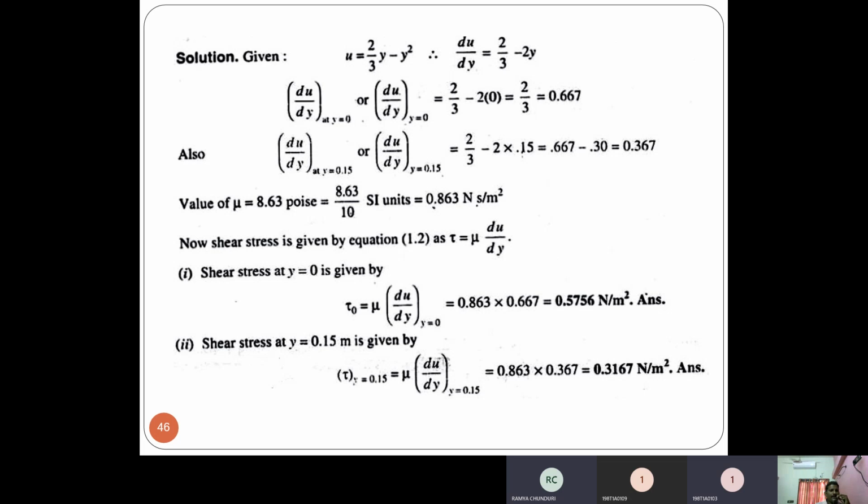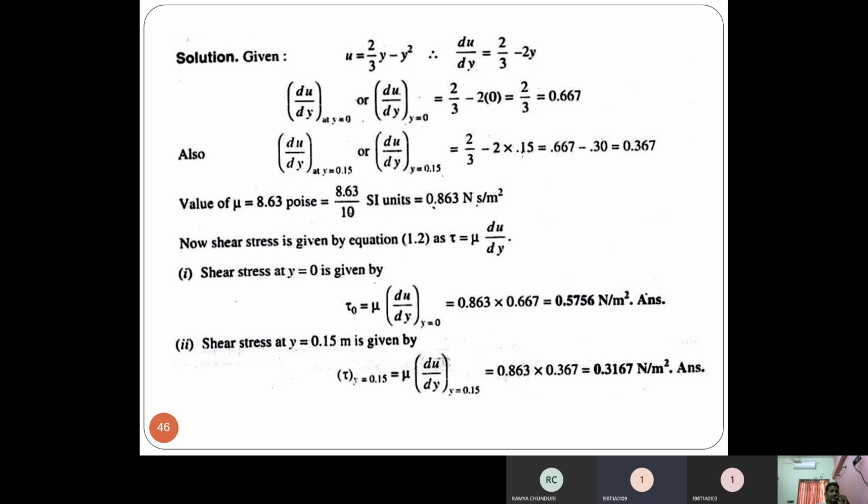Next, du by dy at y equal to 0.15. Wherever y is present, substitute 0.15. What is the expression? 2/3 minus 2y. So 2 into 0.15, that is equal to 0.667 minus 0.30. If we simplify it, we will get 0.367. Right. Now he is asking us to calculate the shear stress at y equal to 0 as well as at y equal to 0.15 meter.